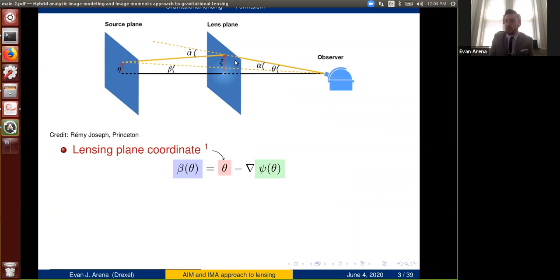Gravitational lensing is a game of two-dimensional planes, and there's two of them. Each plane is described by a two-dimensional coordinate. On the lensing plane, which is the plane that we actually see, that coordinate is theta, and on the source plane, that coordinate is beta. And since the source plane is the background galaxy, think background and beta, both start with B, as a mnemonic to remember which coordinate is which.